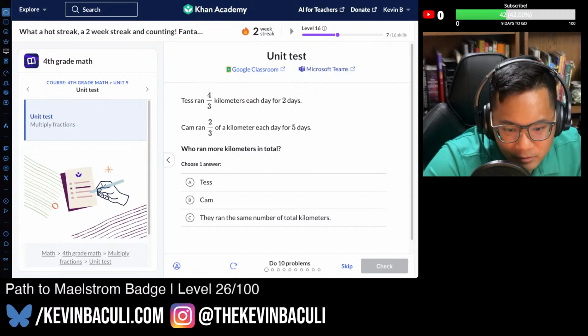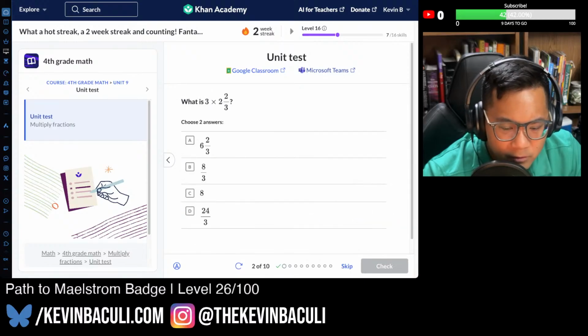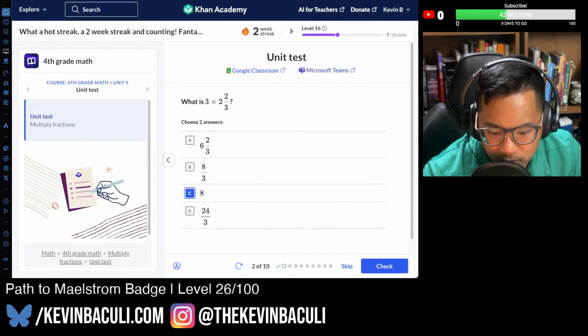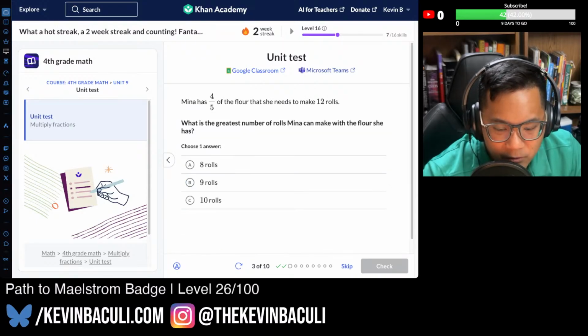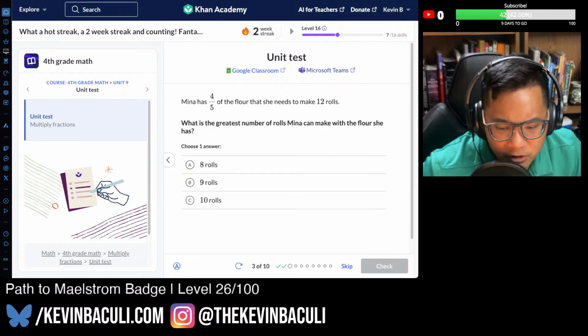4/3 of a kilometer for 2 days. Each day. 5 days. Who had more in total? 8. Camp. What is 3 times? So that's 2 plus. Oh. What is the greatest number of rolls Mina can make with the flour she has? Has 4/5 of the flour that she needs to make 12 rolls.